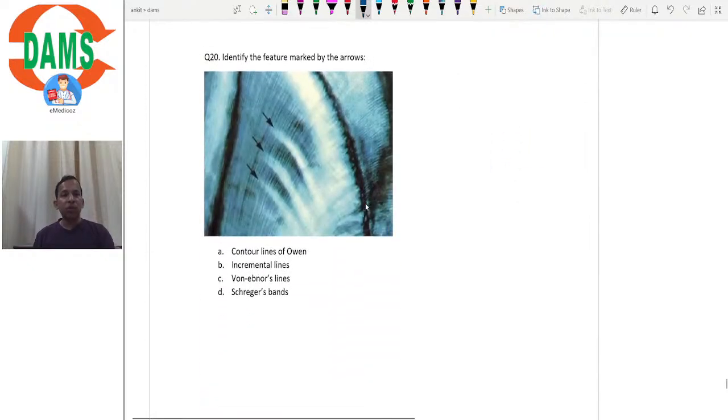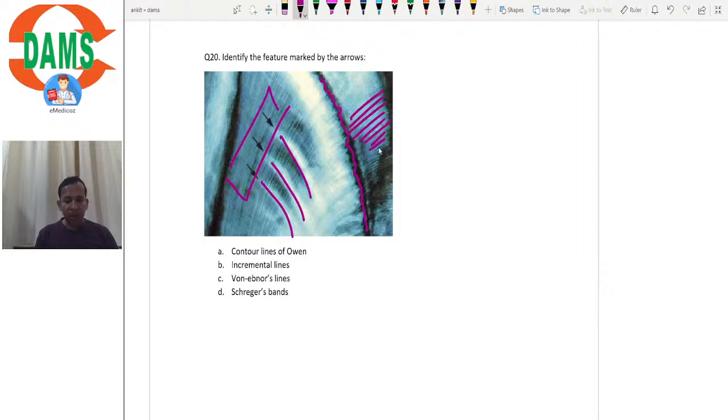So let's go to the last question. Identify the feature marked by the arrows. You can see these arrows and some lines here, and we have to identify what this feature is. So first let's identify the tissue. Probably you can see a scalloped region here, isn't it? You can see a scalloped region here and enamel rods in the outer tissue. So the inner tissue definitely has to be dentine, right?